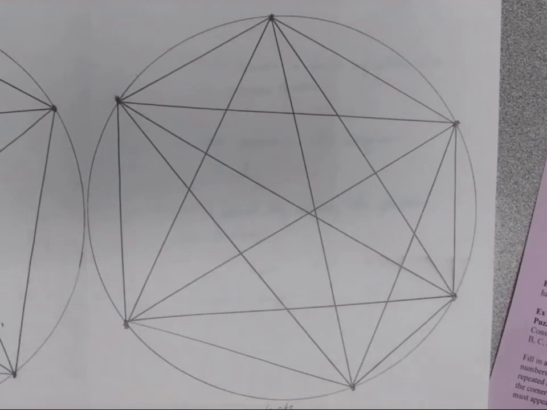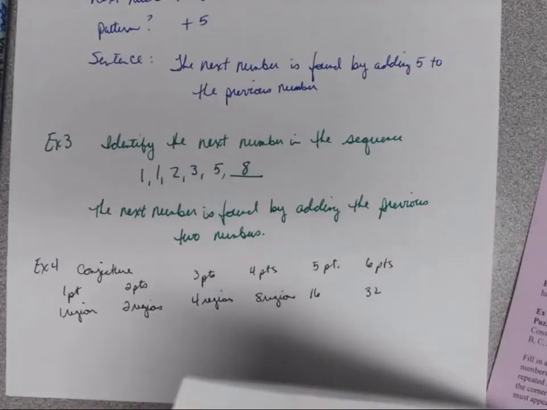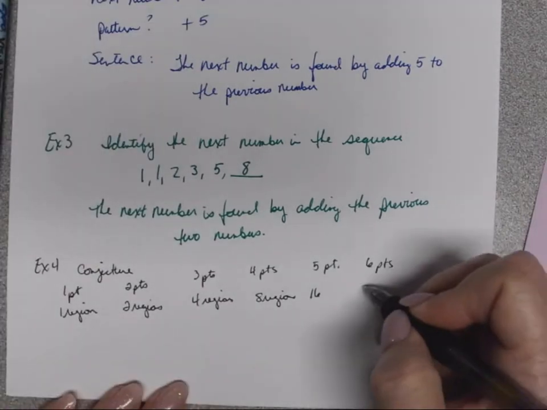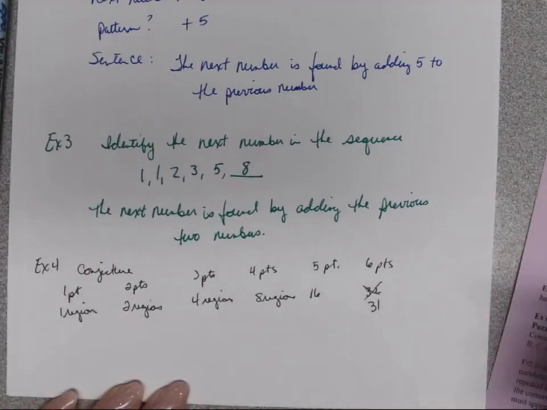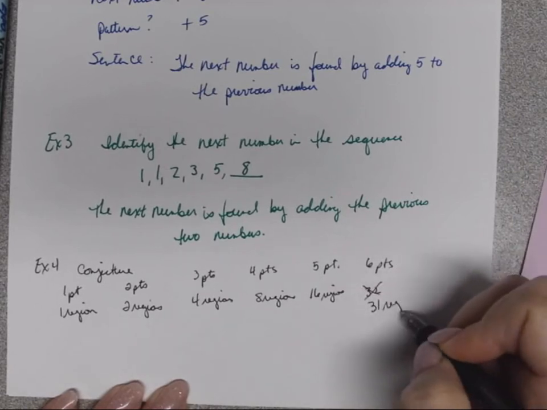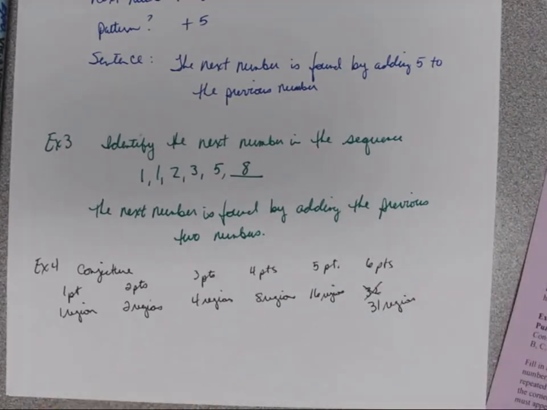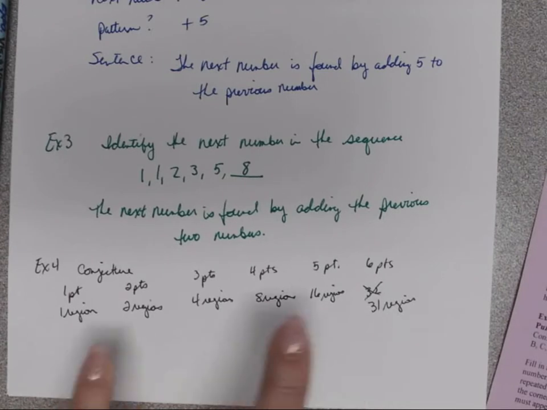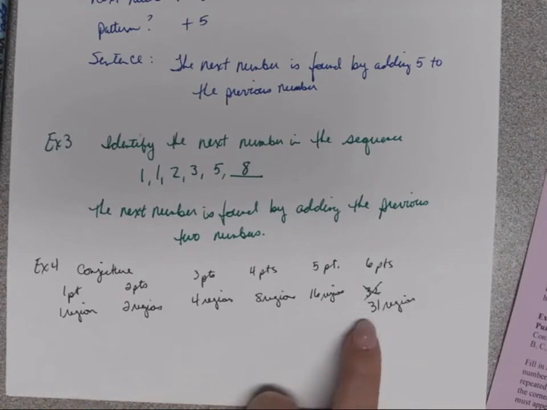So what we're finding is our conjecture is actually false. We're only going to get 31. This one is true, we get 16 regions. Here we're only going to get 31. So we were looking at specific examples and then drawing a general statement. But these sometimes can be false, so be aware of that.